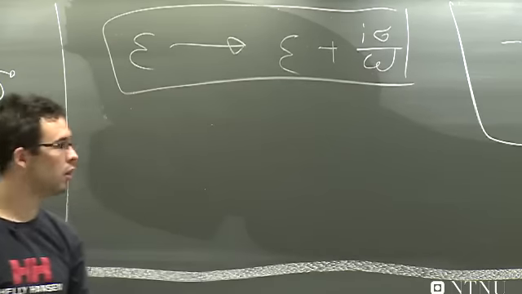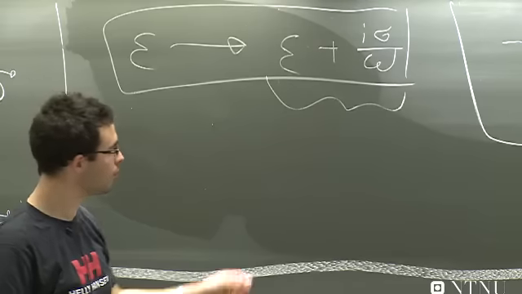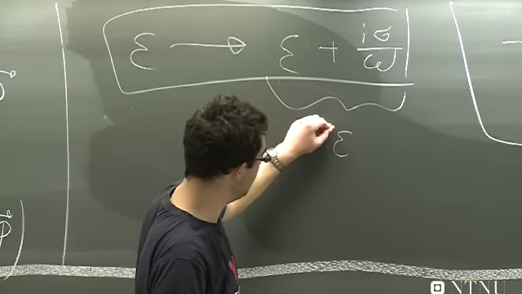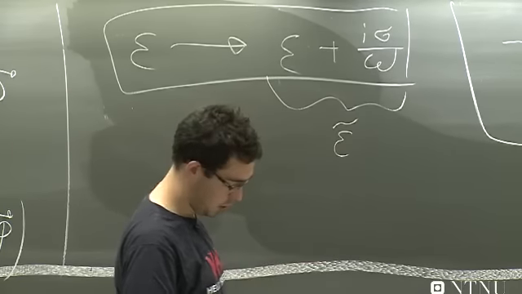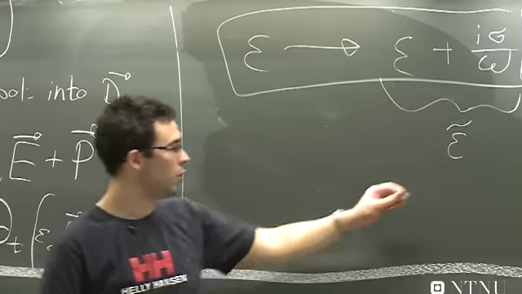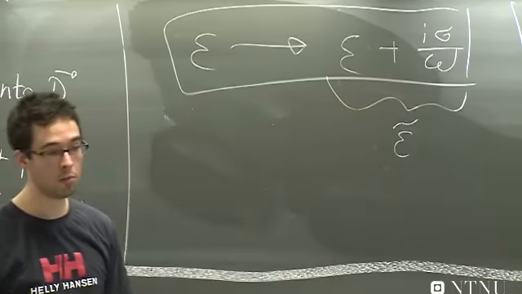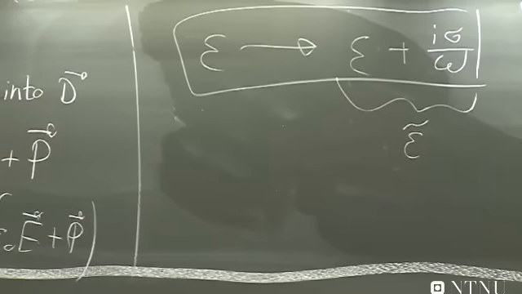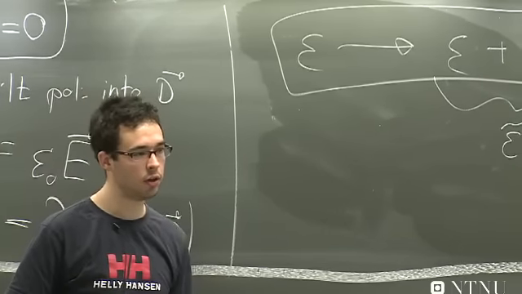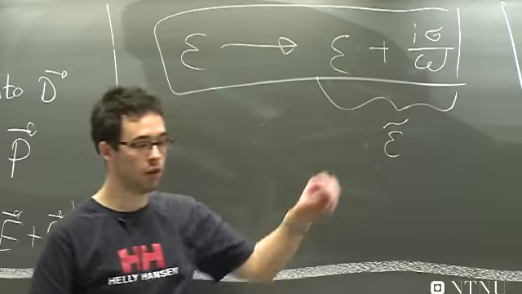And now this is a complex epsilon. So you could call it perhaps epsilon tilde or something, depending on if you want to stress that it's complex. Anyway, you see that the polarizability and the conductivity as well are baked into the dielectric function. And now we can use much of the machinery that we had before, except we now have the conductivity included as well.